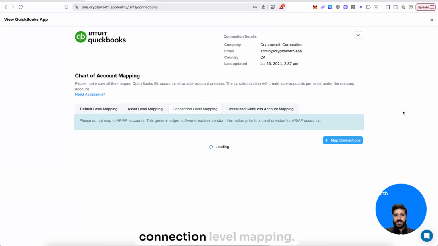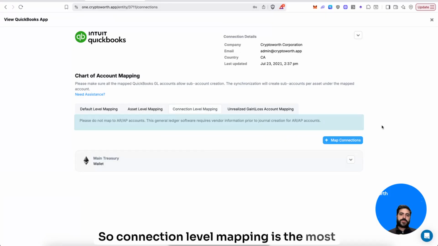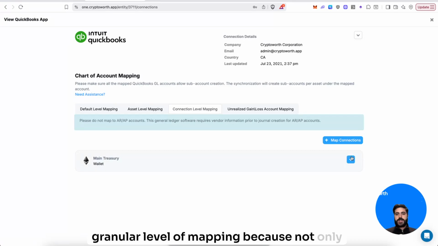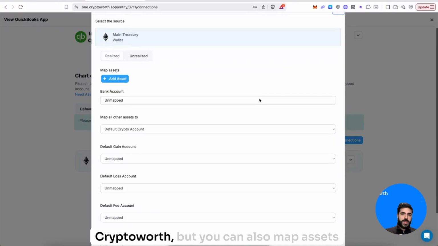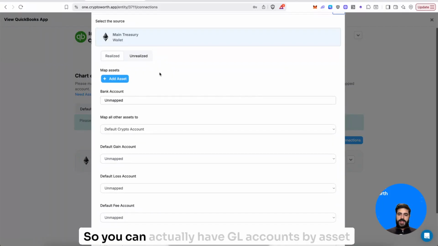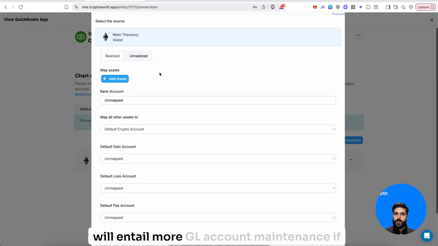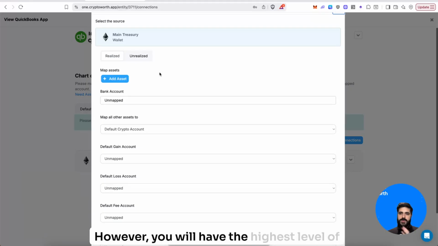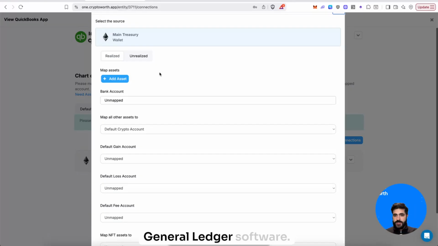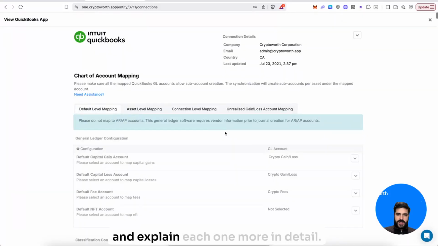And then finally, we have connection level mapping. So connection level mapping is the most granular level of mapping because not only can you map your GL accounts by wallet or exchange account that you have connected to Cryptoworth, but you can also map assets within each connection. So you can actually have GL accounts by asset per connection, which will entail more GL account maintenance if you have that. However, you will have the highest level of specificity for each GL account in your general ledger software. So let's go over and explain each one more in detail.